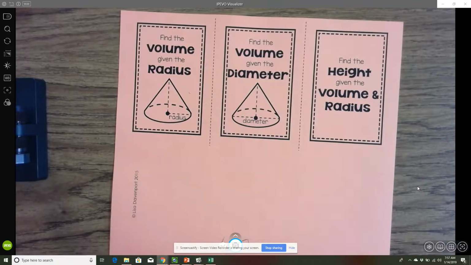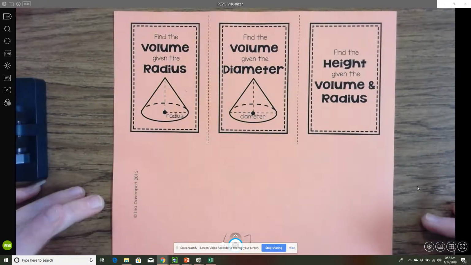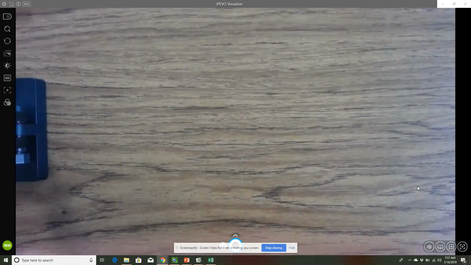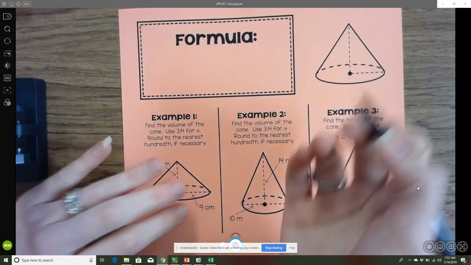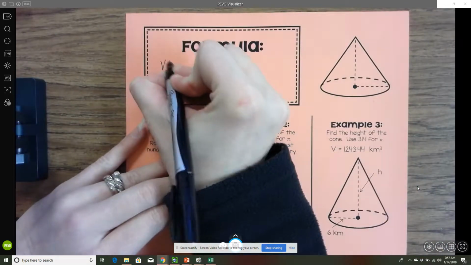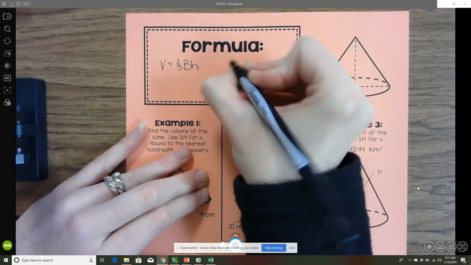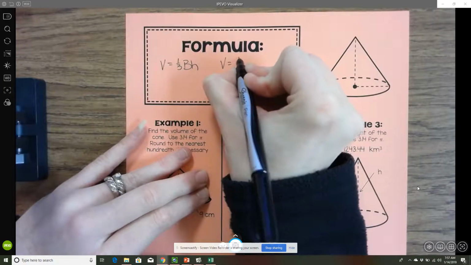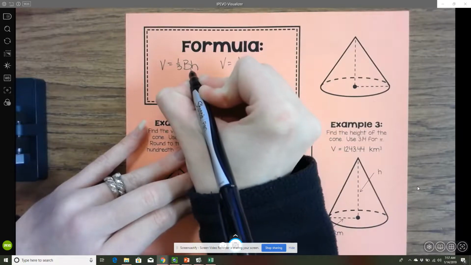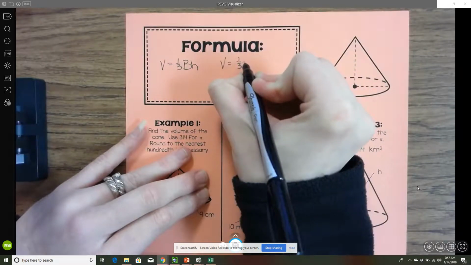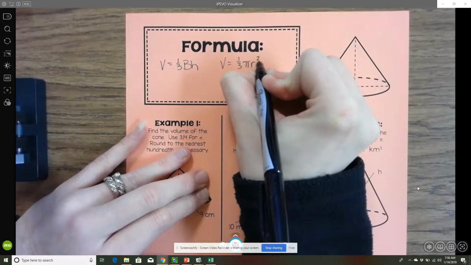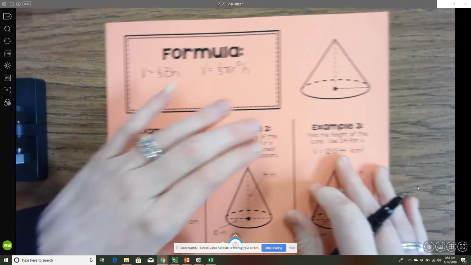This video is for lesson 6-7, volume of cones. So on the back side of this, your formula for a cone is V equals 1/3 big B H. But remember, we use volume equals 1/3. Big B is the area of a circle, so pi r squared, and then times h.